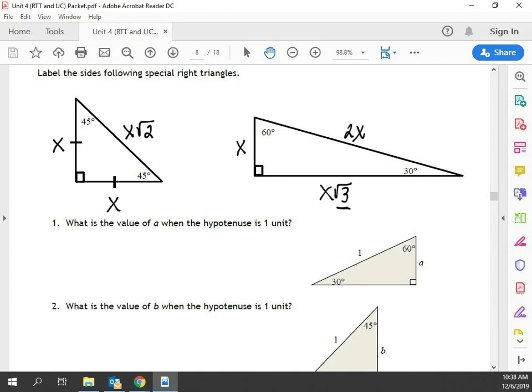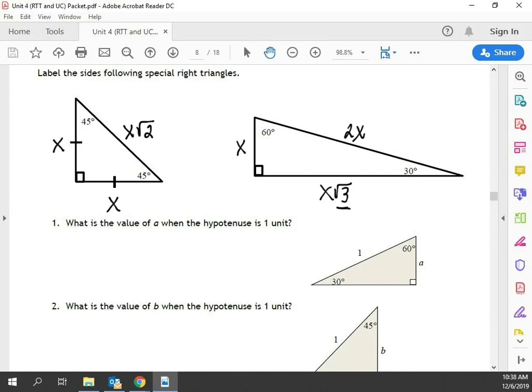So we leave all our answers, guys, from now on in exact form, which means it's going to be the square root of 3 or the square root of 2 or some type of square root, okay? So it goes on to problem number 1 and says, what is the value of a when the hypotenuse, which is the longest side, is equal to 1? And they've drawn you a triangle over here.